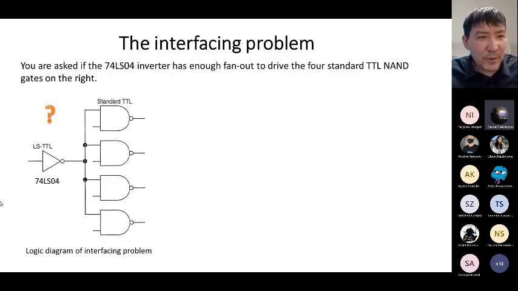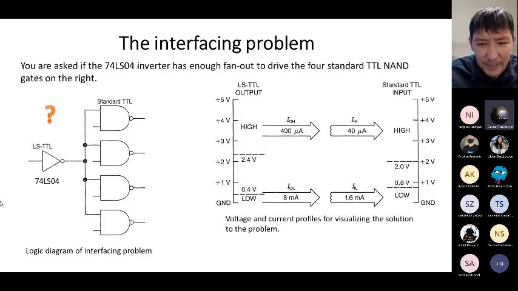For example, you're asked if the 74LS04 inverter has enough fan-out to drive the 4 standard TTL NAND gates on the right. So here we have an inverter, and to the output of the inverter we wired 4 NAND gates. The question is whether the fan-out of this device is enough to drive these NAND gates. For it, I will give you this diagram. So please answer this question: calculate the fan-out of this inverter.